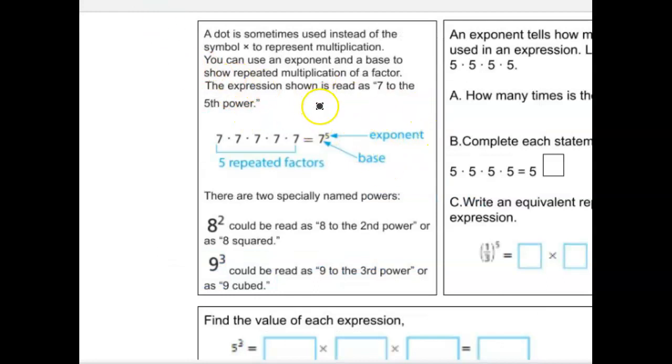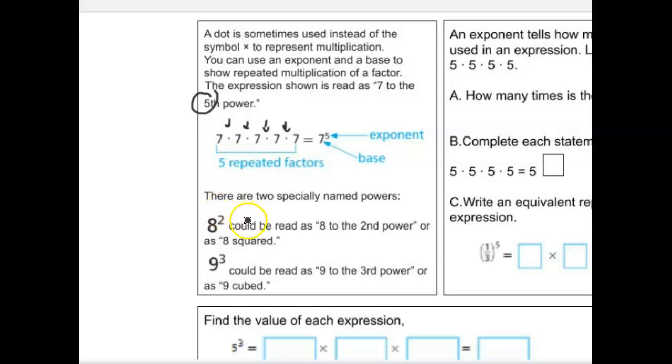So 7 to the 5th power, that means I'm going to write out 7 5 times. I'm putting a dot between it, and that also means multiplication. Our base is 7 because that's the number written out. Our exponent is 5 because that's how many times 7 is written. Now, make sure that dot is high enough up so it can't be confused as a decimal.